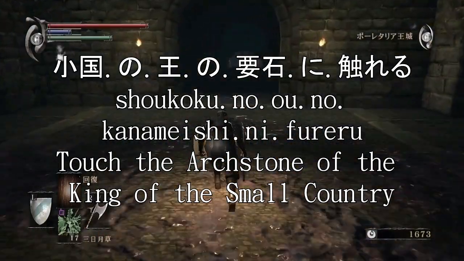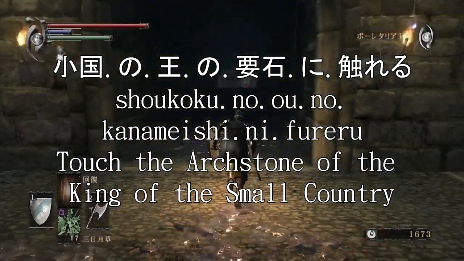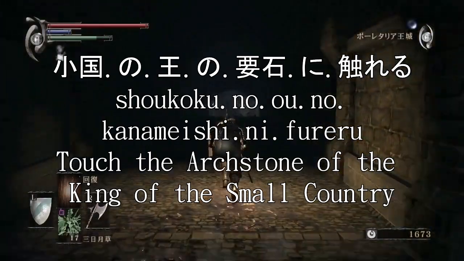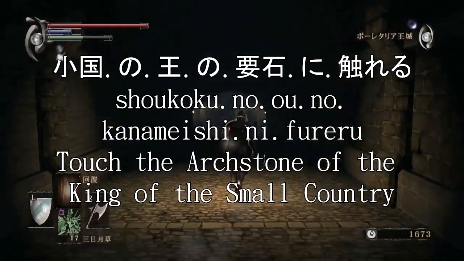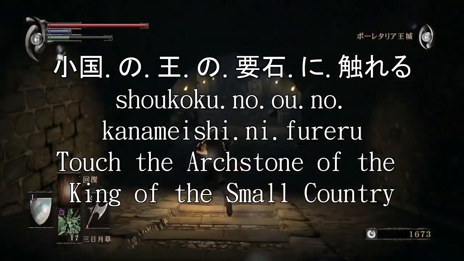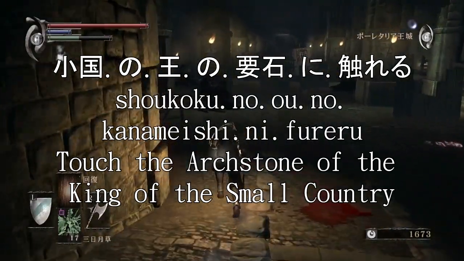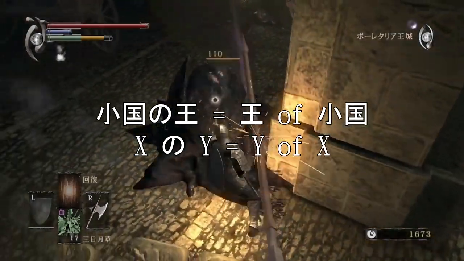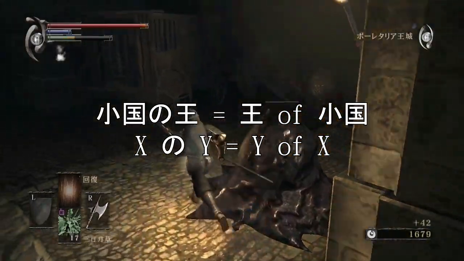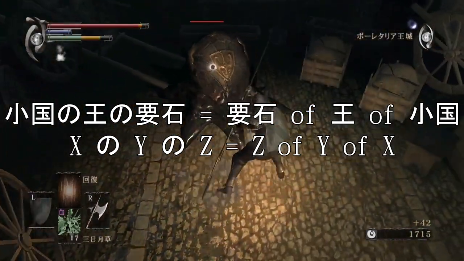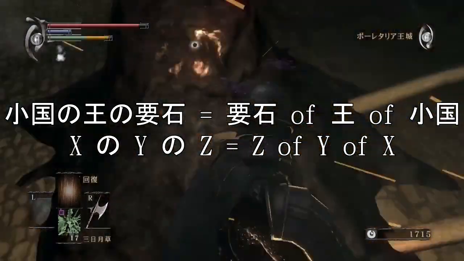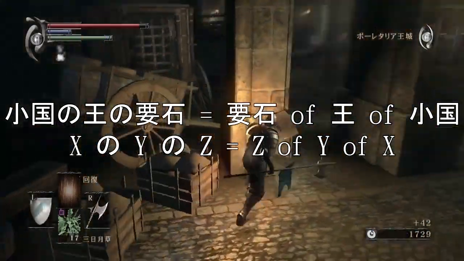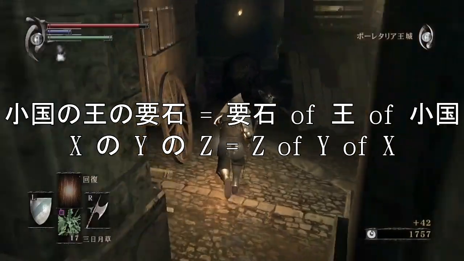Kanameshi is archstone, made of important and stone. And Shokoku no o no kanameshi is, working backwards, archstone of the king of the small country. Remember, x no y means y of x. X no y no z is z of y of x. There's no limit of how many of these expressions you can chain together.